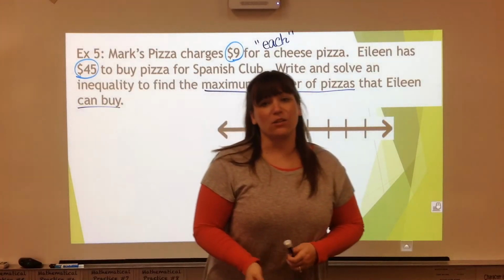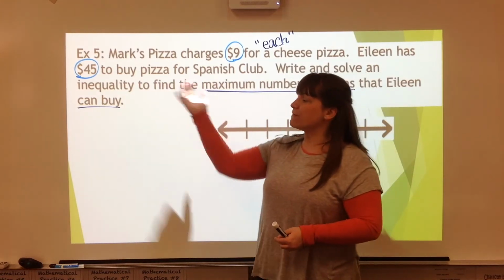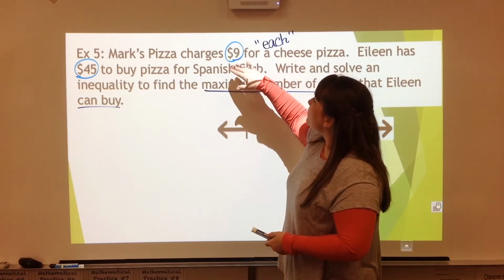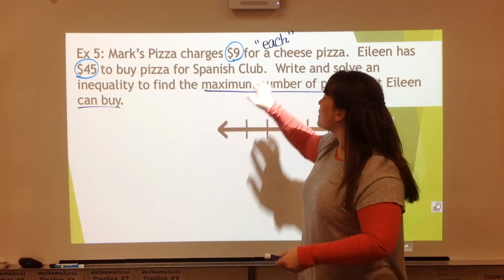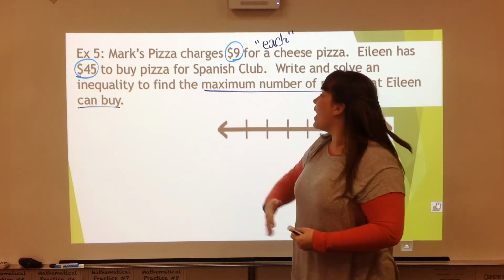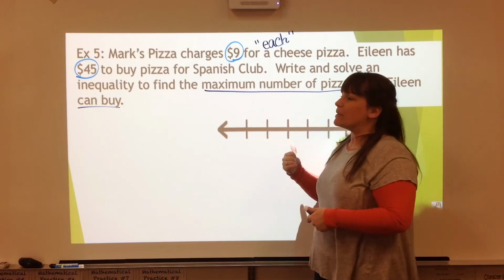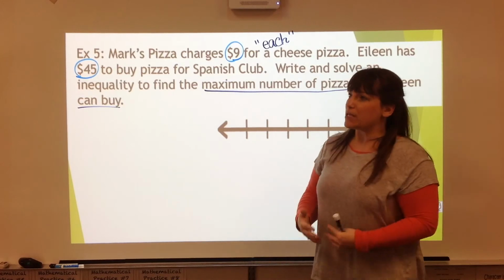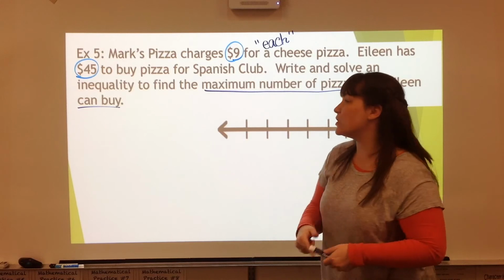So this one's about Eileen wanting to buy pizzas for her Spanish club. She's given $45. She can't go above that amount. We know that the Mark's Pizza charges $9 for a cheese pizza. I wrote this word in quotes because whenever you see a price of something and then you're talking about multiple of whatever it is, in this case it's pizzas, multiple pizzas, we need this idea of each. Each pizza is going to be that $9. So that's going to clue us into the multiplication that we're going to need to use for an inequality.